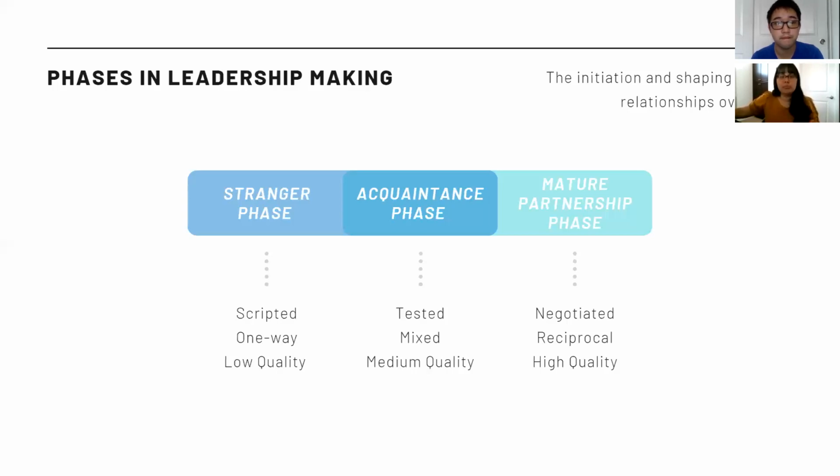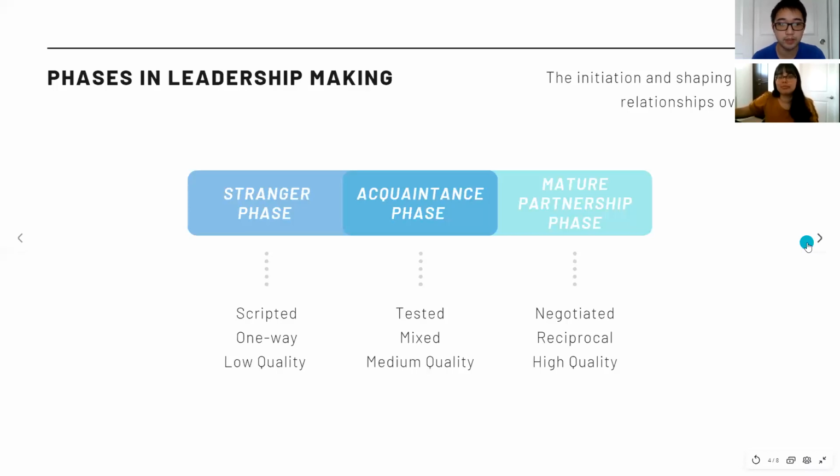And then hopefully you move on to the mature partnership phase, in which roles are often negotiated, influences are reciprocal, exchanges are high quality, and interests are in the group. Patrick, anything else to add to this one?